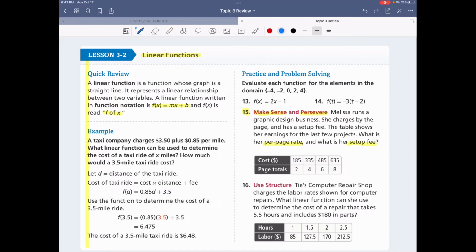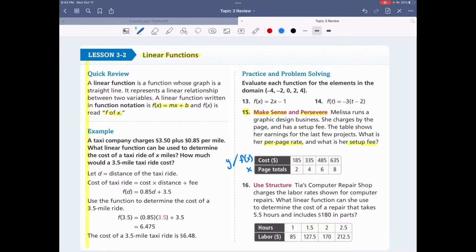The amount of pages determines the cost. So this table is set up a little different, where this is our x, and normally we have our x on the top, but this problem's just a little weird in how they set it up. And then this is our f of x or our y, right? Like f of x and y are synonymous. They mean the same thing.